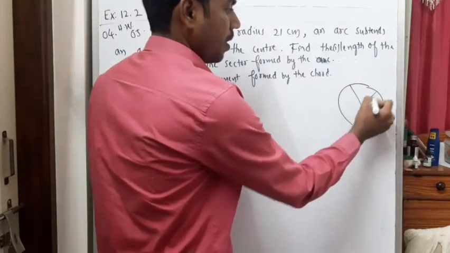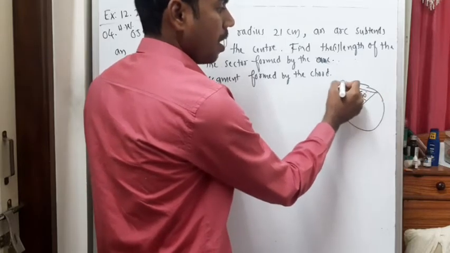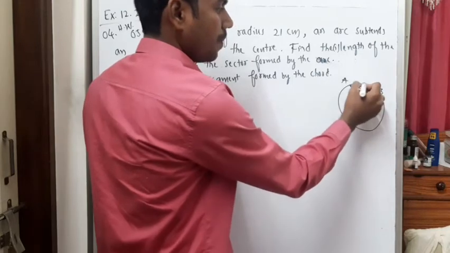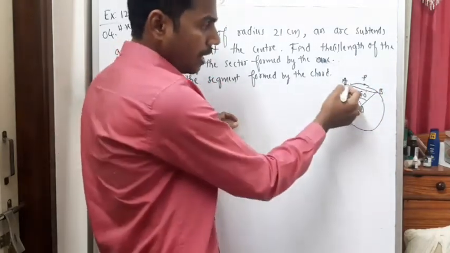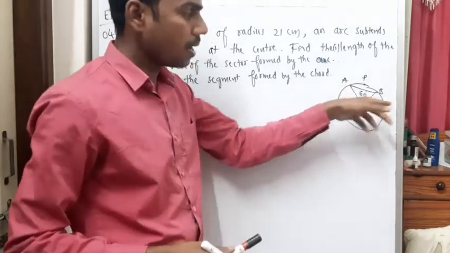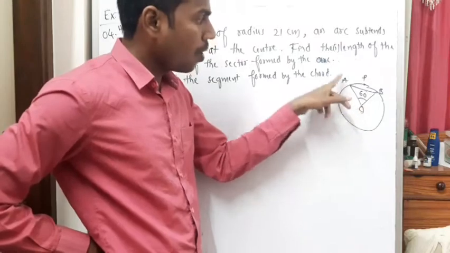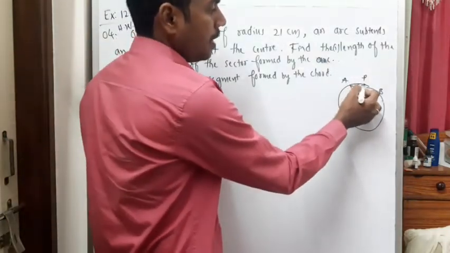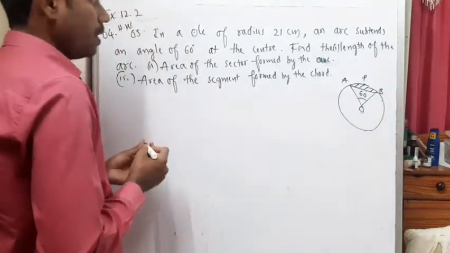This is the sector with angle 60 degree, and this is the corresponding chord, A, B, C, this is O, P. Now what they are asking us: first you need to find the APB arc length. Then you need to find the total area OAPB. Then you need to find the area of the segment APB. Okay, so we'll write down what is given.